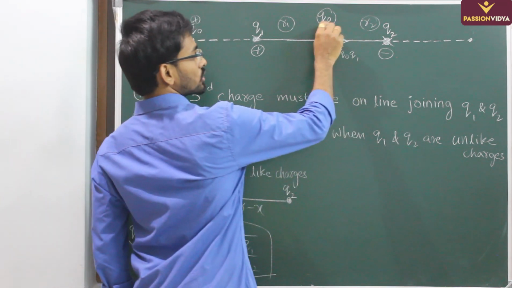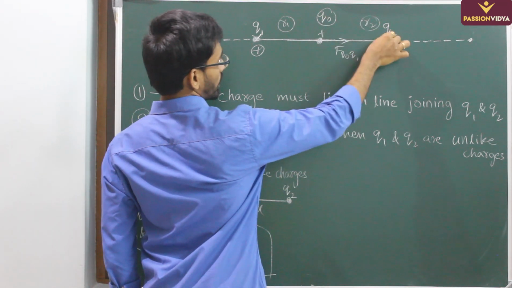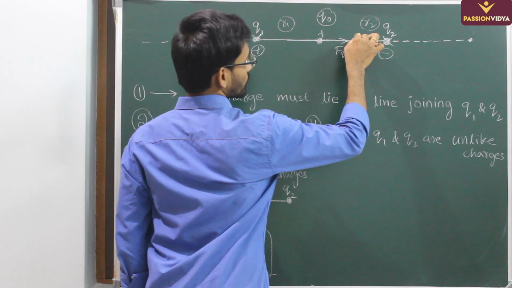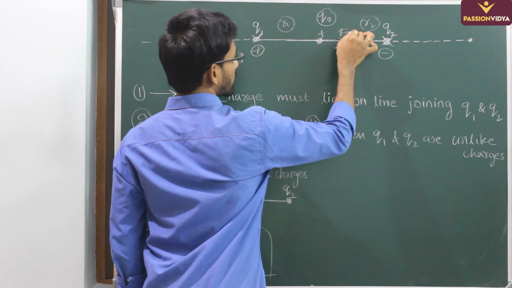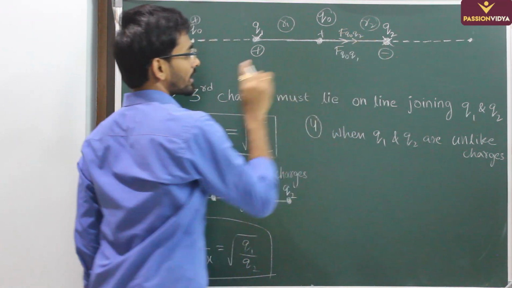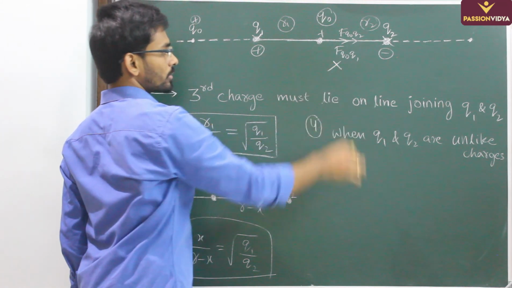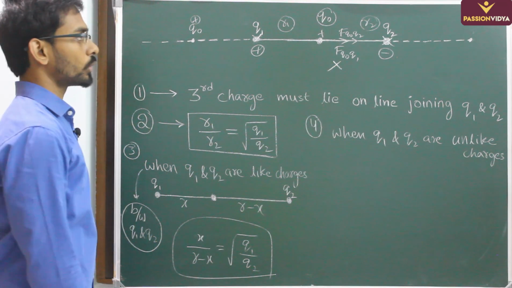Now let us check the electrostatic force between q0 and q2. Now these two are unlike charges, so there will be attractive force. So force on q0 due to q2 will be towards right. So both are towards right, so they cannot cancel each other. So equilibrium is not possible between q1 and q2.